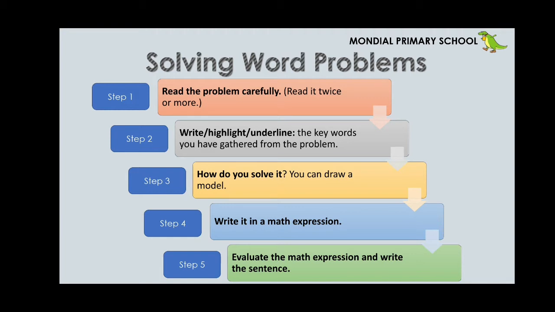Next, what should you do in the third step? You can draw a model. If you can solve the problem without drawing a model, you can skip this step. However, if you are told to draw a model, you must draw it. Next, write it in a math expression. The last one, evaluate the math expression and remember to write the sentence.